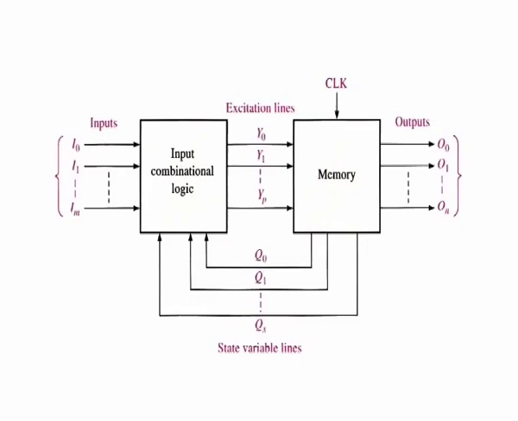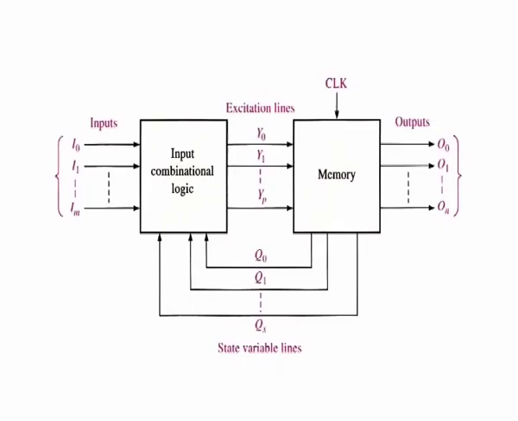A general model of a sequential circuit. Before proceeding with the specific counter design technique, let us begin with a general definition of a sequential circuit or a state machine. A general sequential circuit consists of a combinational logic section and a memory section, that is flip-flops, as shown in this figure.